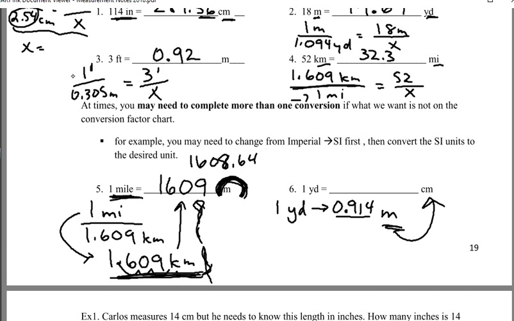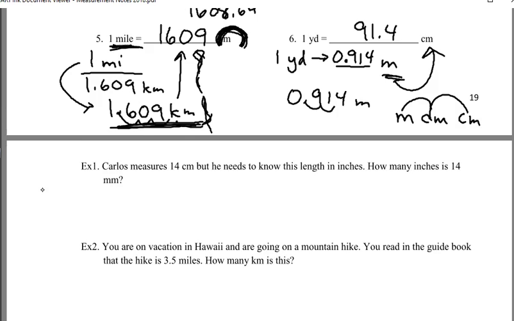We now need to go to centimeters. So 0.914 meters. What's the conversion? Meters, decimeters, there's our centimeters. If you look on your chart, twice to the right. 91.4 centimeters. So conversions, proportions, bringing all the conversions together.